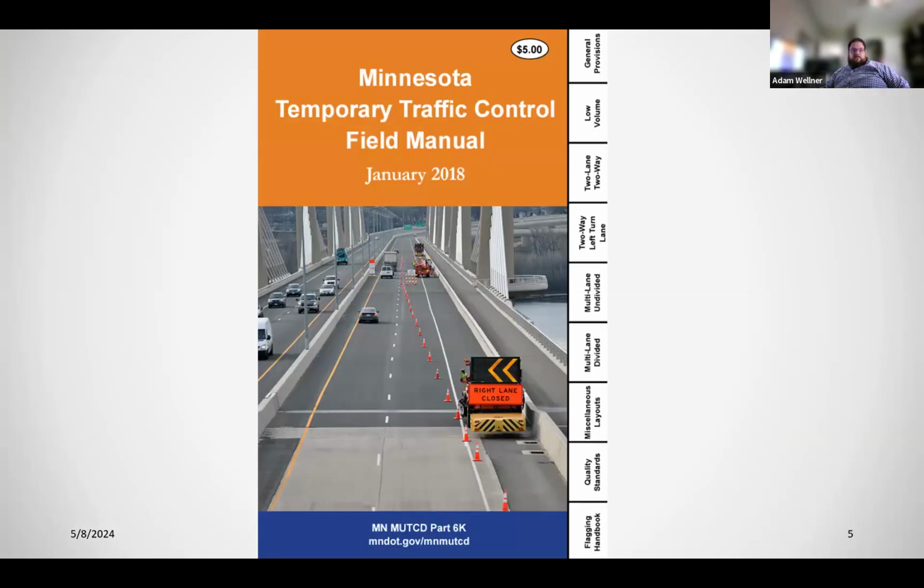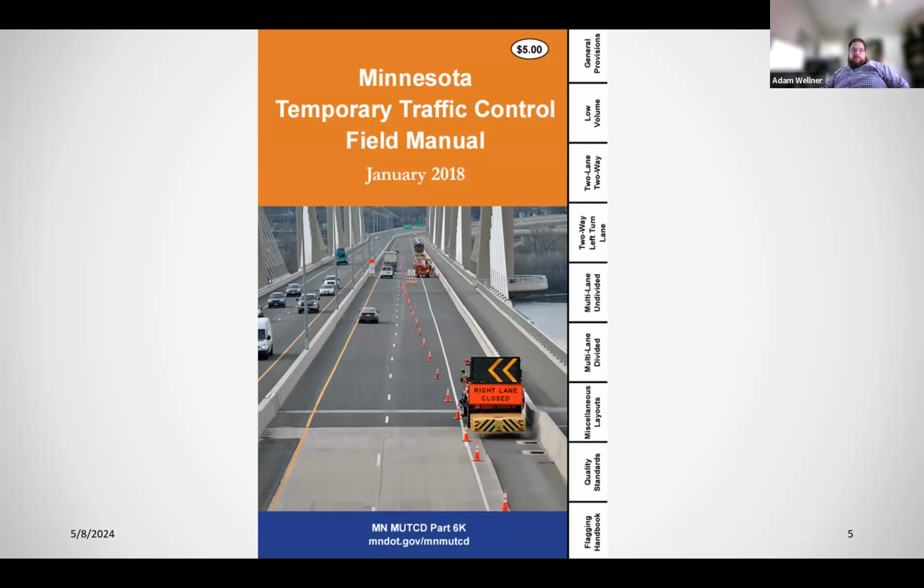And just kind of give some more context, like what that is. This picture here is the cover of Minnesota's temporary traffic control field manual, which is the guiding document for traffic control on all roads in Minnesota. And you can see in this picture, a great picture, we have one of these attenuators. It's this yellow thing on the back of this plow truck behind the aero board. So if someone were to hit that, the energy would be absorbed.